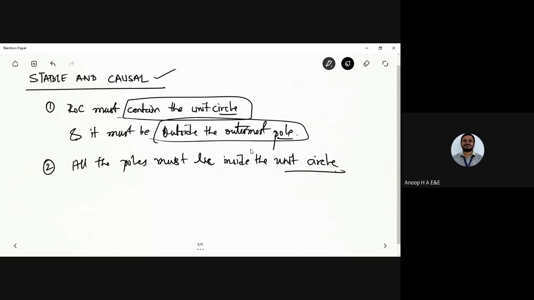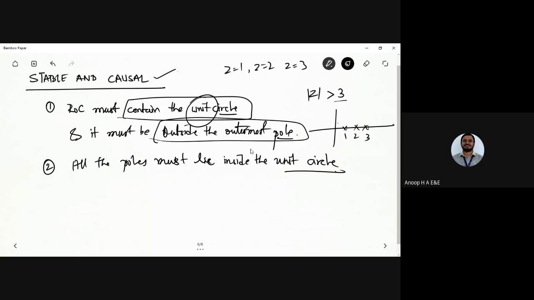So mod z would be, if I give z is equal to 1, z is equal to 2, and z is equal to 3, then mod z should be greater than 3, and it must contain the unit circle. Once I say mod z greater than 3, its ROC will be a right-handed sequence. So with 1, 2, and 3, fine, the ROC must contain the unit circle.